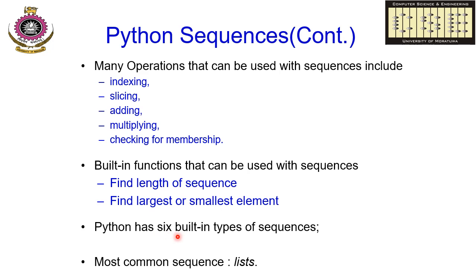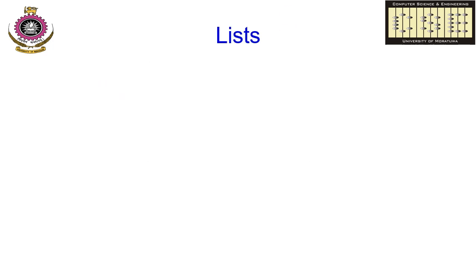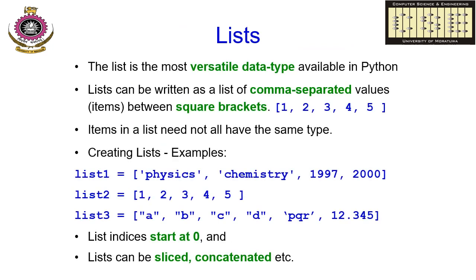Python actually has 6 built-in types of sequences, and we will first look at the most common sequence, which is referred to as lists. So here we look at lists in Python. It is one of the most important data structures. It is the most versatile data type available in Python. It is a very commonly used data structure in Python.